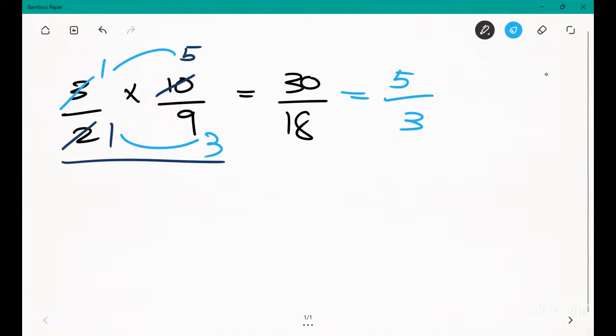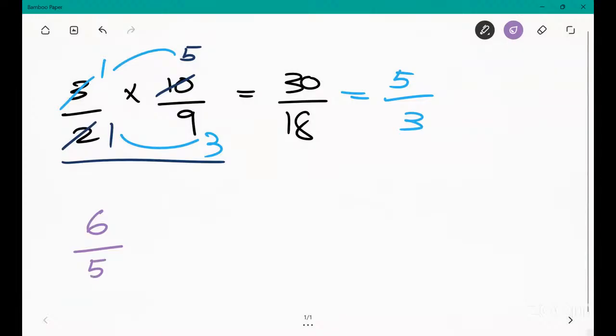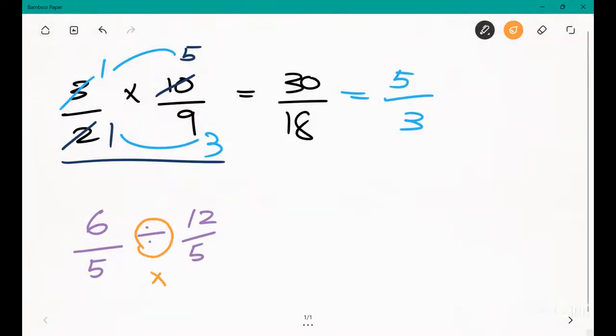Then let's say you have to divide a fraction. So 6 over 5 divided by 12 over 5. Division, sorry. Well, in division, what we do is we don't divide it as it is. You get the reciprocal and then you multiply. So the first thing that you do here is you change this sign to multiplication. So first you keep the first one as it is. And when you change the sign, it becomes multiplication.